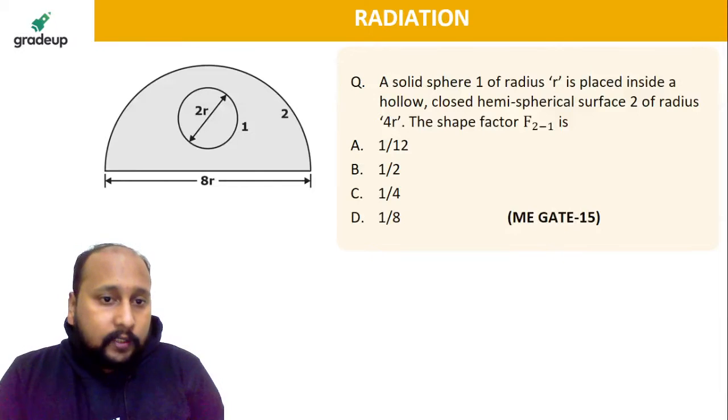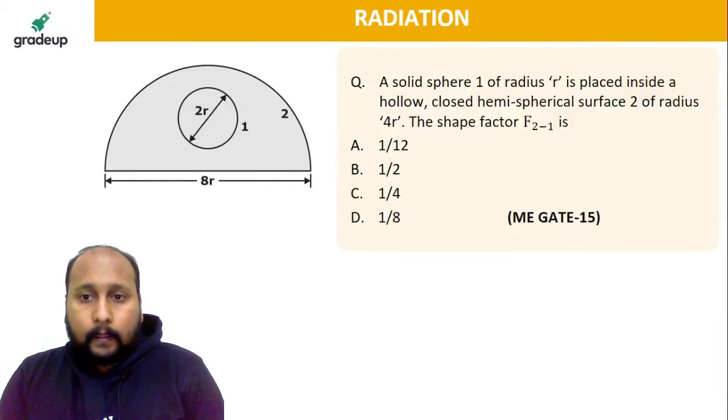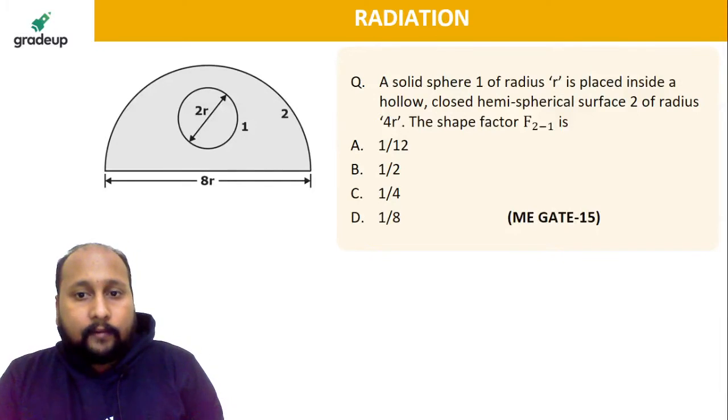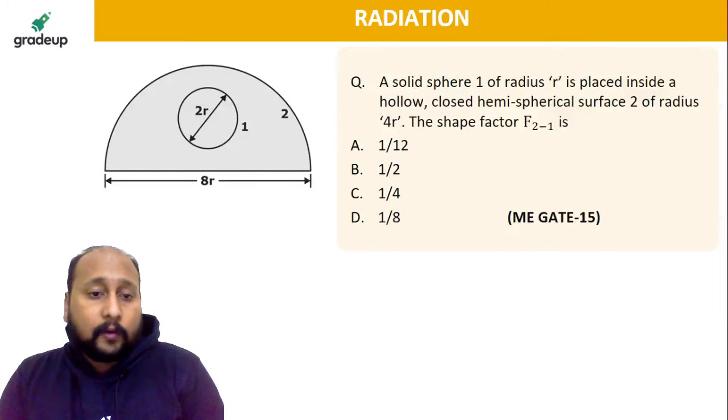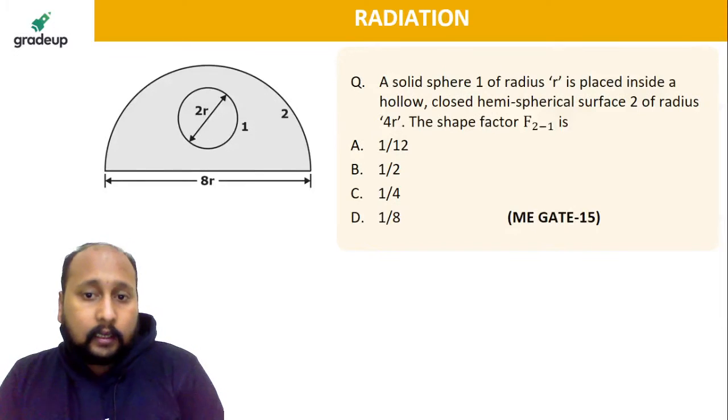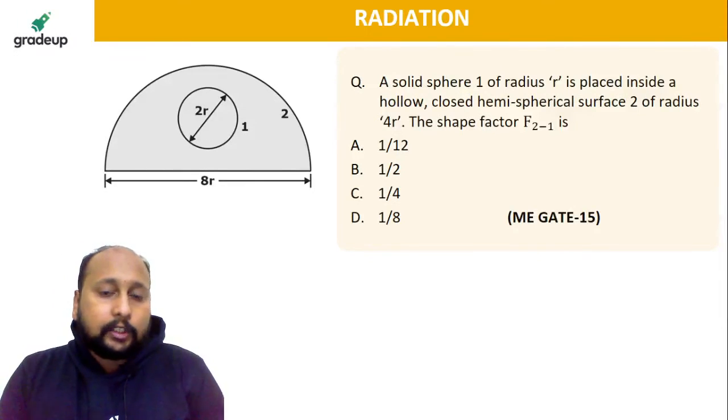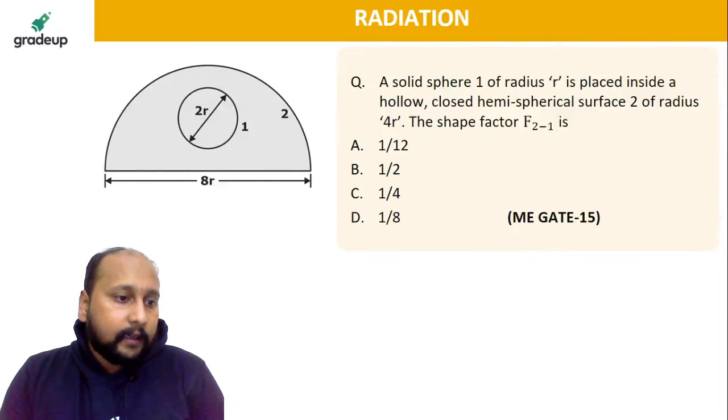There is a solid sphere which is taken as surface 1 of radius r, and we have a hemisphere of surface 2 of radius 4r. What will be the shape factor F21?